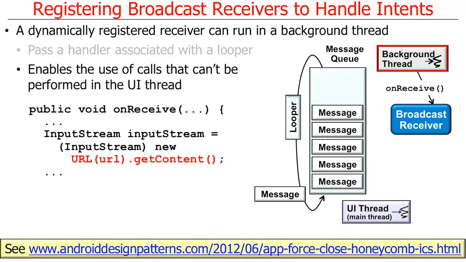Using this particular approach enables the use of calls that can't be performed in the user interface thread. For example, networking operations cannot be performed in the user interface thread. So by registering a broadcast receiver to handle the onReceive callback in a background thread, we can make various calls that access the network.